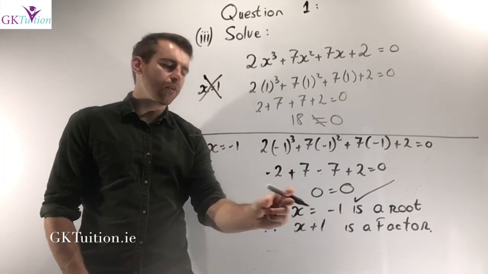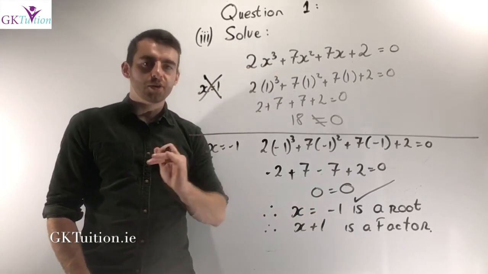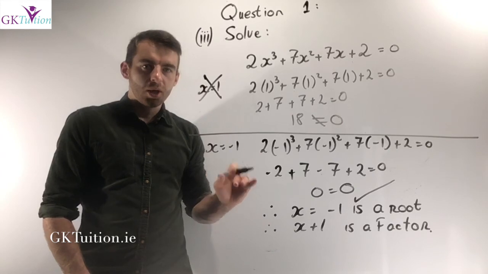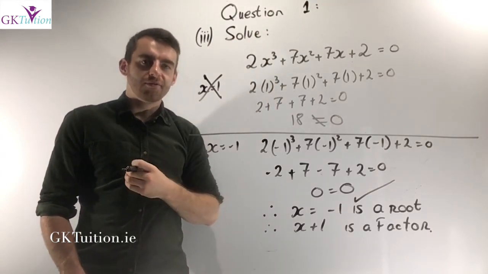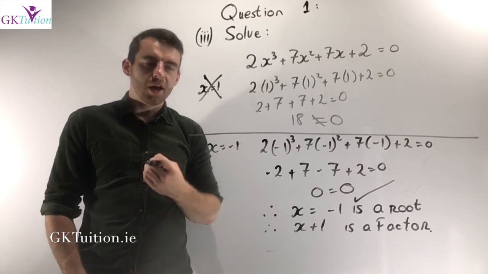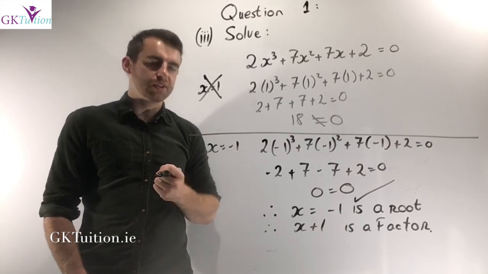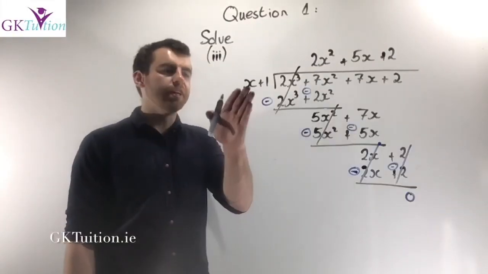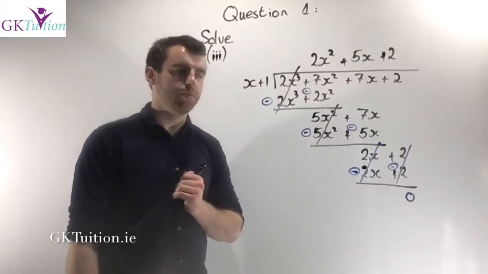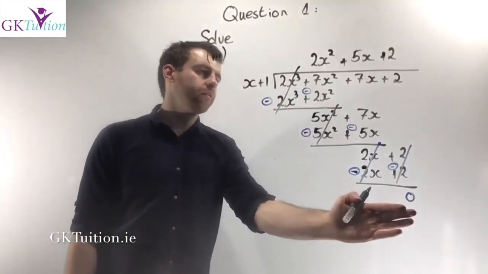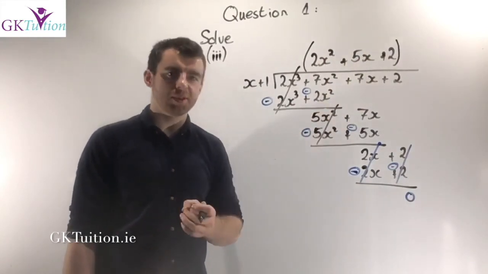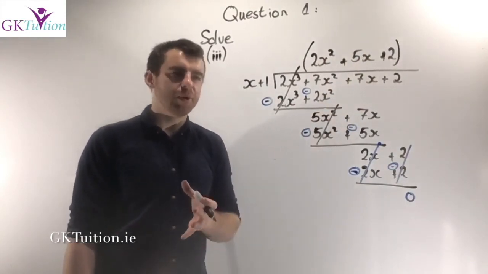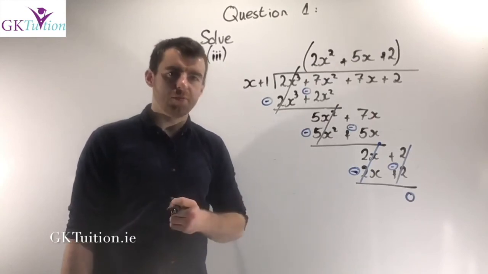And I know that if I divide x plus 1 into the cubic, there will be a remainder of 0, but it will divide in, and on top of it I'll get a quadratic. If I factorise and solve that quadratic, I'll find the other two roots of this cubic. So I've divided x plus 1 into the original cubic, and I got a remainder of 0 and a corresponding factor of 2x squared plus 5x plus 2. And this is going to allow me to identify the other two roots of the cubic.